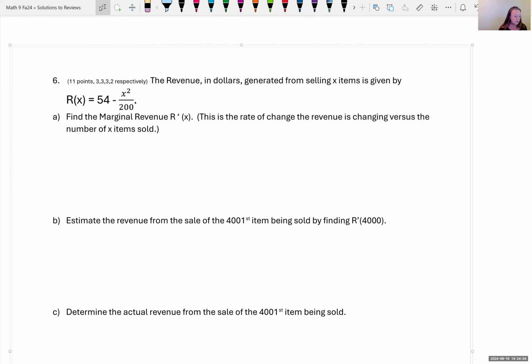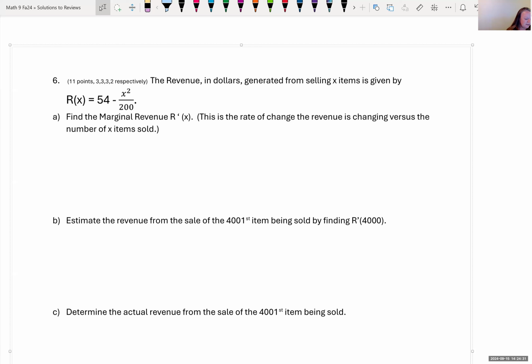Our next example, the revenue in dollars generated from selling x items is given by R of x equals 54 minus x squared all over 200. We want to find the marginal revenue, which means that we're looking for R prime of x, or the derivative of our revenue function R of x. We don't know the shortcut of taking derivatives yet in this class, so we're going to look at the formal definition of a derivative.